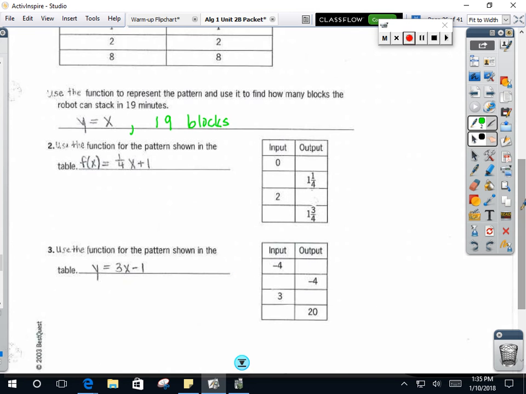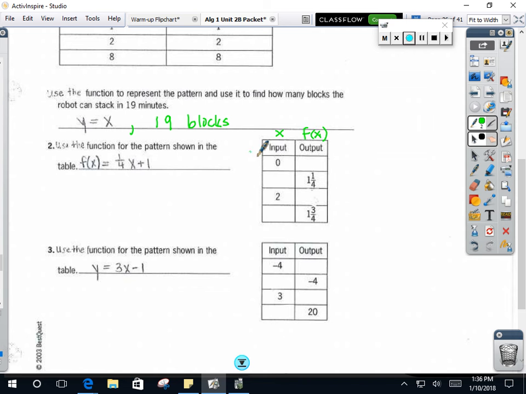Alright, number 2, use the function for the pattern shown in the table. Remember the other day how I told you sometimes instead of y they use f of x? It's the same thing. So this time if you're writing them above, you can write x for your inputs, f of x for your outputs. This can just be used interchangeably with y.